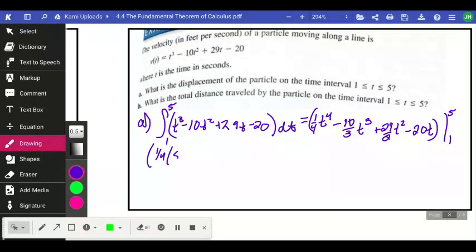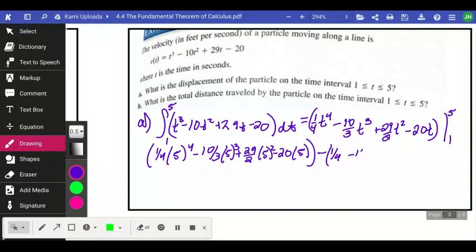So you will have 1/4 times 5 to the 4th minus 10/3, 5 to the 3rd plus 29 halves, 5 squared minus 20 times 5. Then minus 1/4 minus 10/3. That's easy to plug in 1. And I have done this one for you, so you don't have to plug it in your calculators. But when you do that, be very careful. And you will get 32/3.